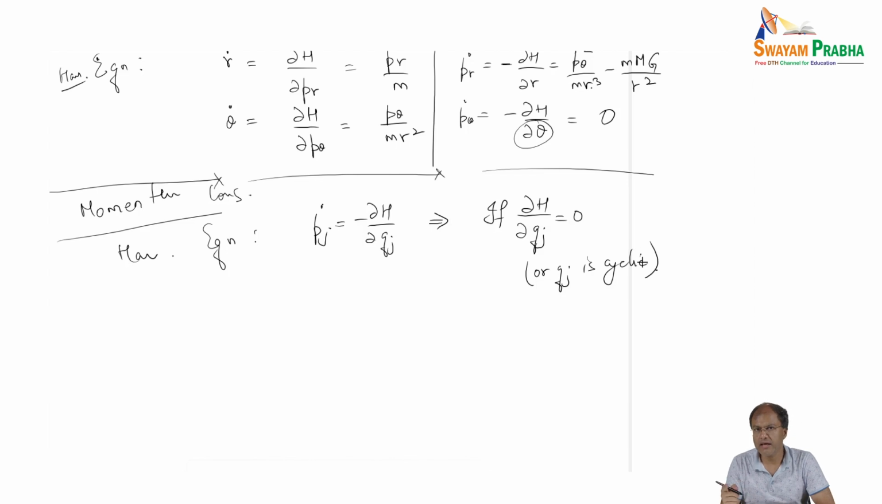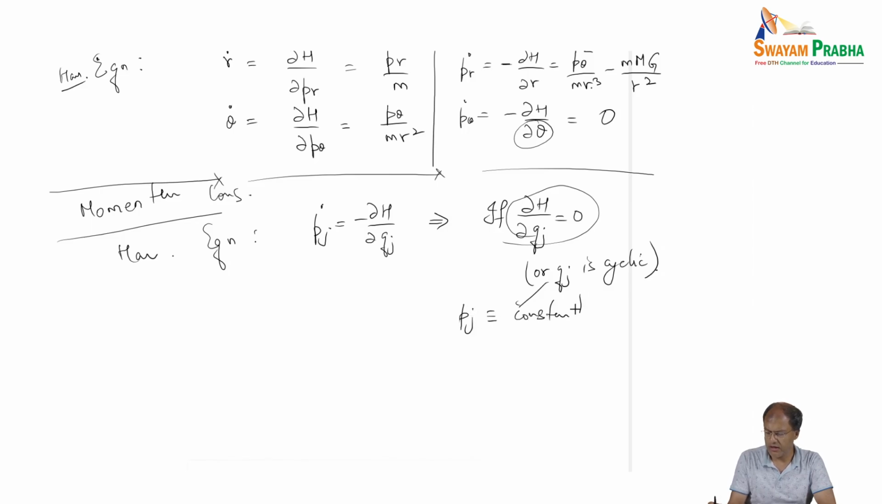We are using the idea used in Noether's theorem, where one of the variables is cyclic. Then we expect that the corresponding generalized momentum is a constant of motion. It's a conserved quantity. So this is coming directly from Noether's theorem.